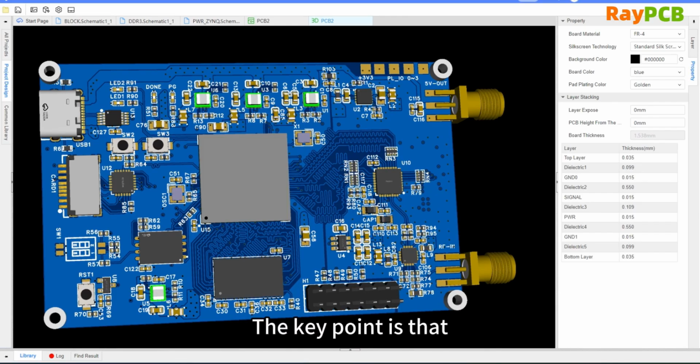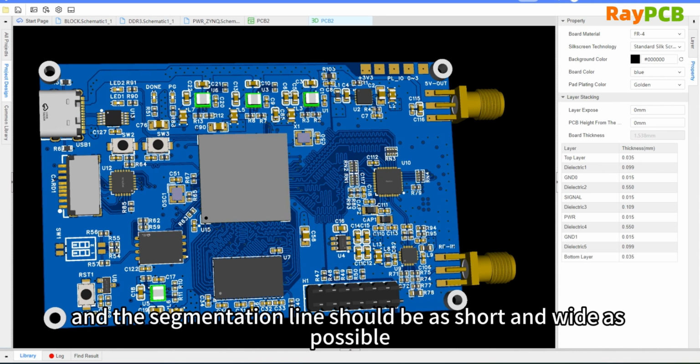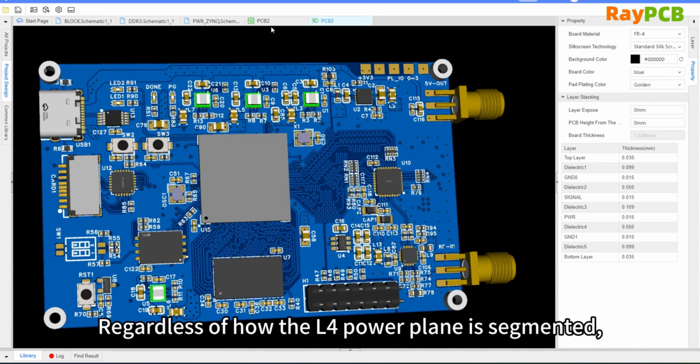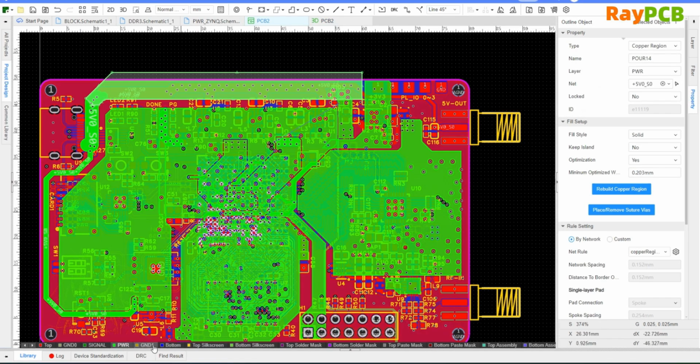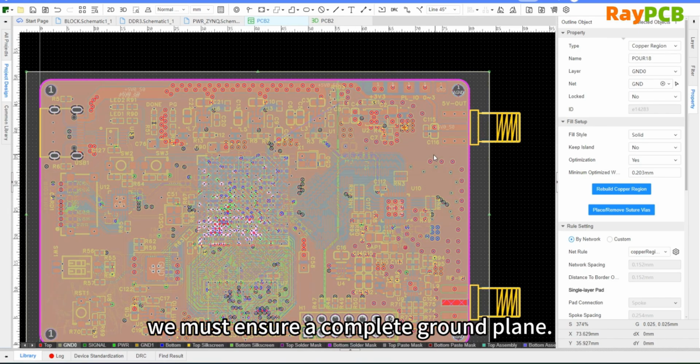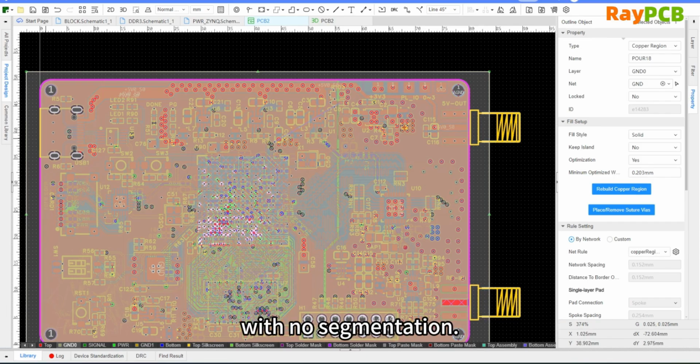The key point is that the dividing line must keep the spacing below the L2 layer, and make the dividing line as short and wide as possible to avoid high-speed signals crossing the boundary line. How do we divide the power on the L4 layer? We must ensure there is a complete ground plane, just like the L2 layer, which always maintains its integrity and is never stitched or cut.